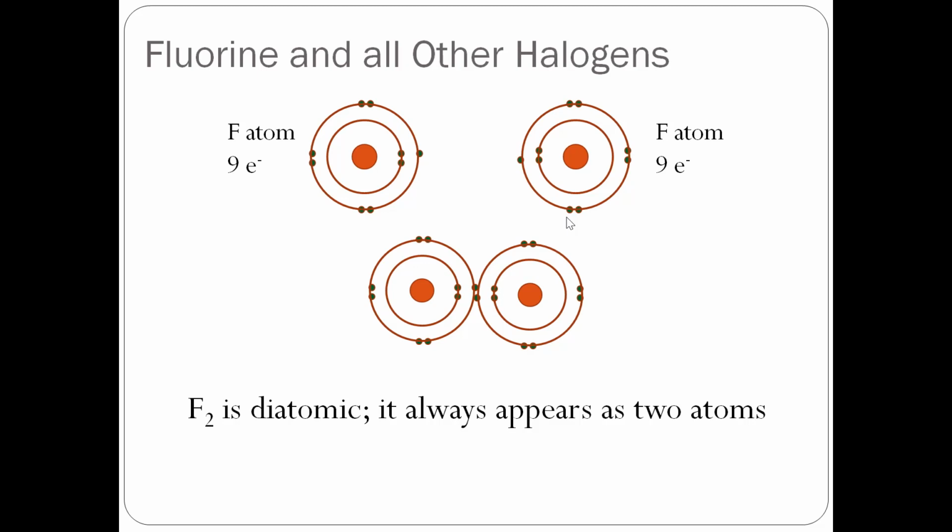So fluorine as an element is just one symbol, one capital letter, so it's just one element. But it always has this little 2 with it. So it's always 2 atoms of fluorine bound together.